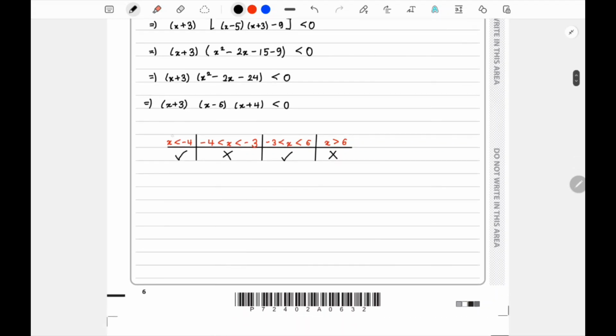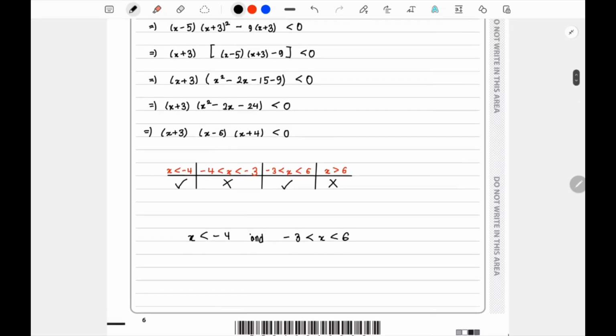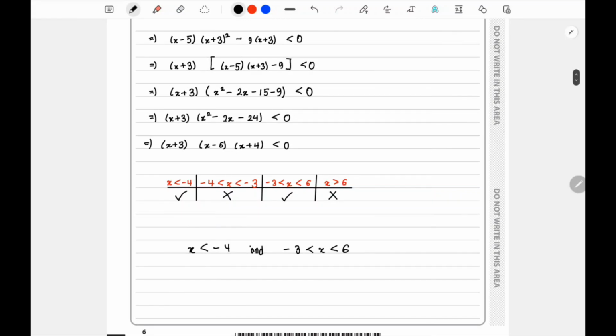So the regions we need are x less than -4 and x between -3 and 6. So that's the answer. We can write it as x less than -4, and x between -3 and 6, so this is the inequality we want for part A. This is the answer we needed.